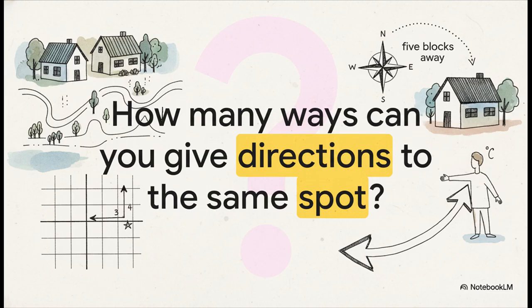Seriously, think about it. If you're giving a friend directions to your house, you could say, okay, go 3 blocks east, then 4 blocks north. Or you could just point and say, it's 5 blocks, that way, right? Both get your friend to the same place, they just describe the journey differently. That's exactly what we're diving into today.